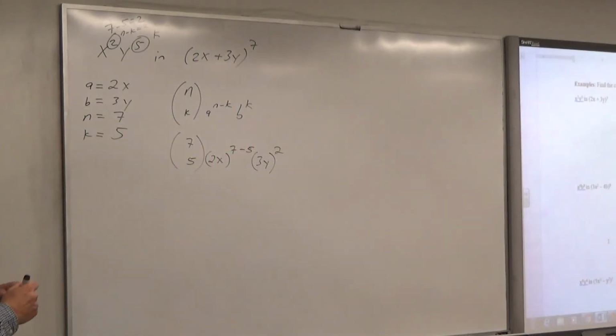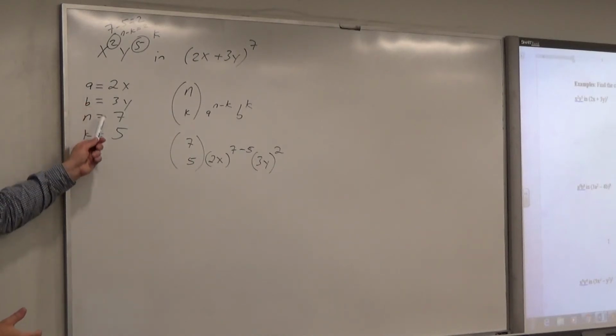Okay, so all we did there, guys, we just used one term of the binomial series because we are looking for the coefficient of that term in the binomial series. Okay, does that make sense, guys? How we define a, b, and k?